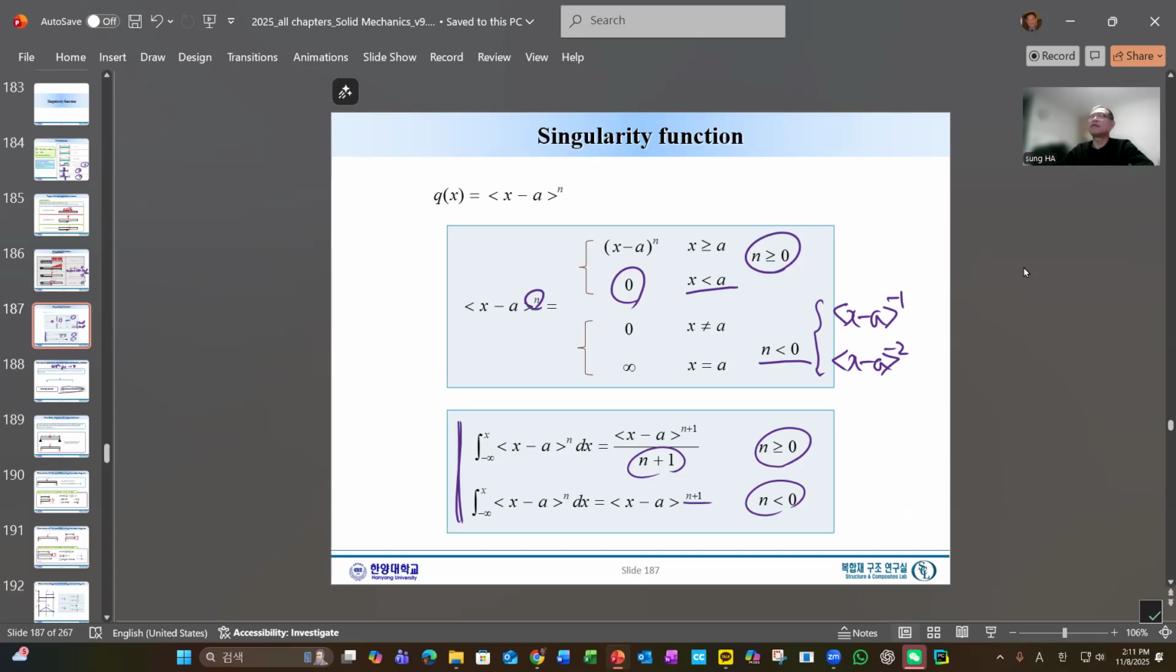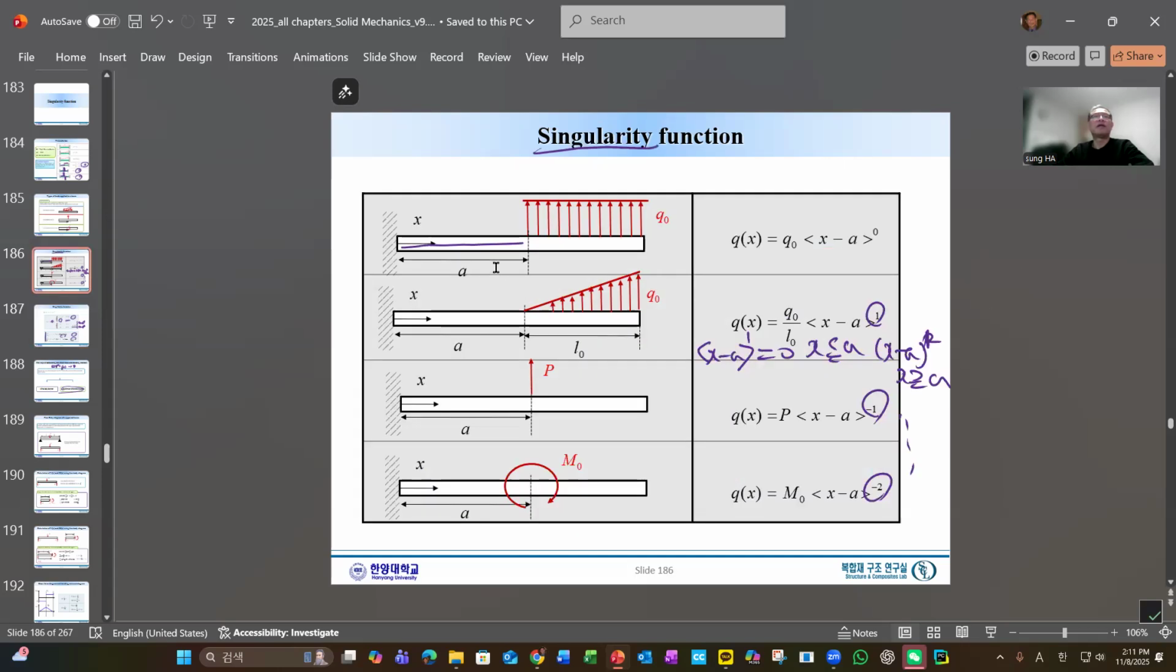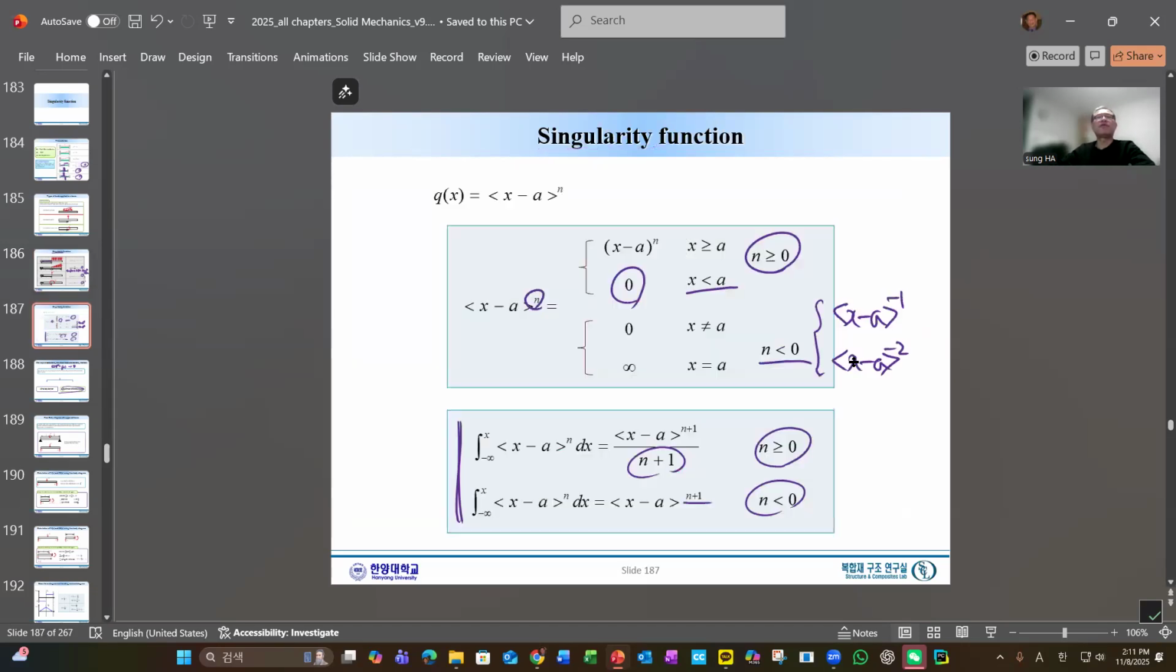mathematical representations, for example this one: if x is less than a, then q equals 0. If x is greater than a, then q(x) will be q0. That can be simplified like this. So that's the whole point. We define this singularity function to simplify the expressions. And in doing so, we need to follow these integration rules.